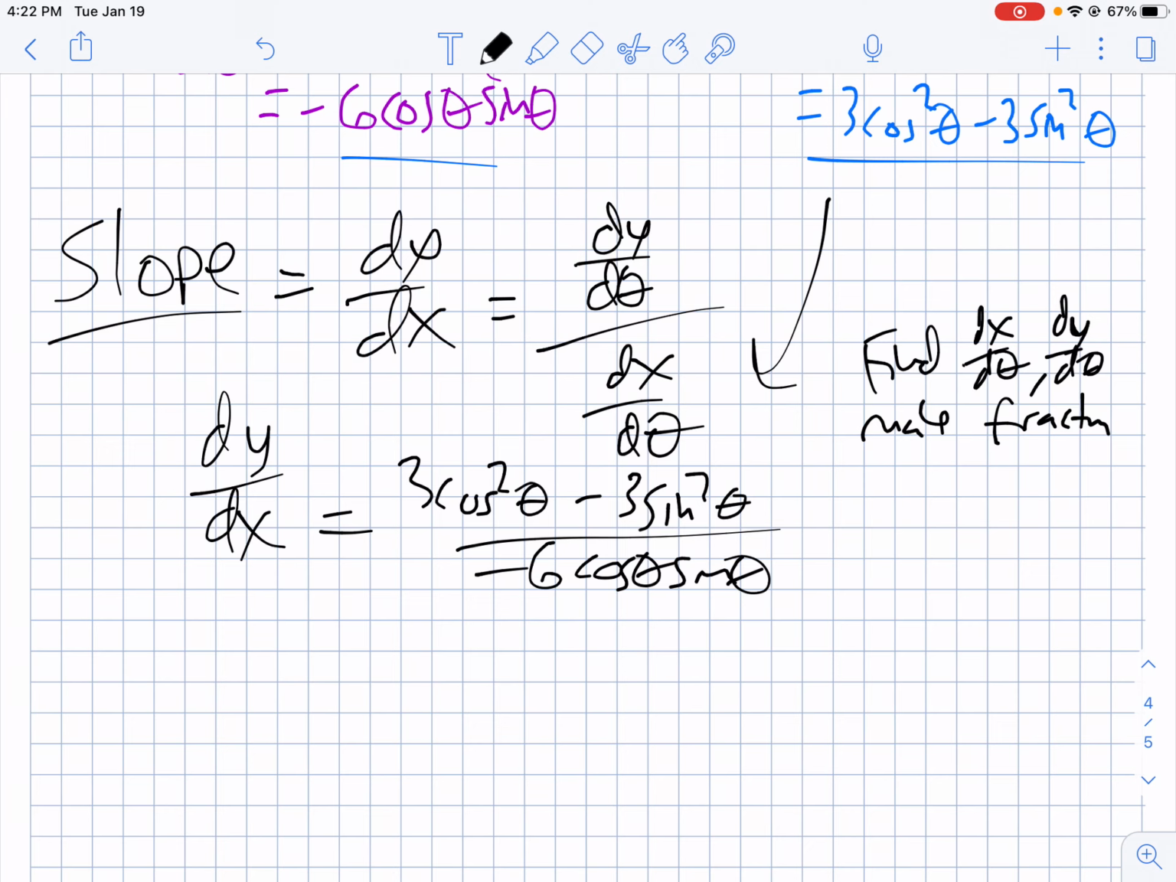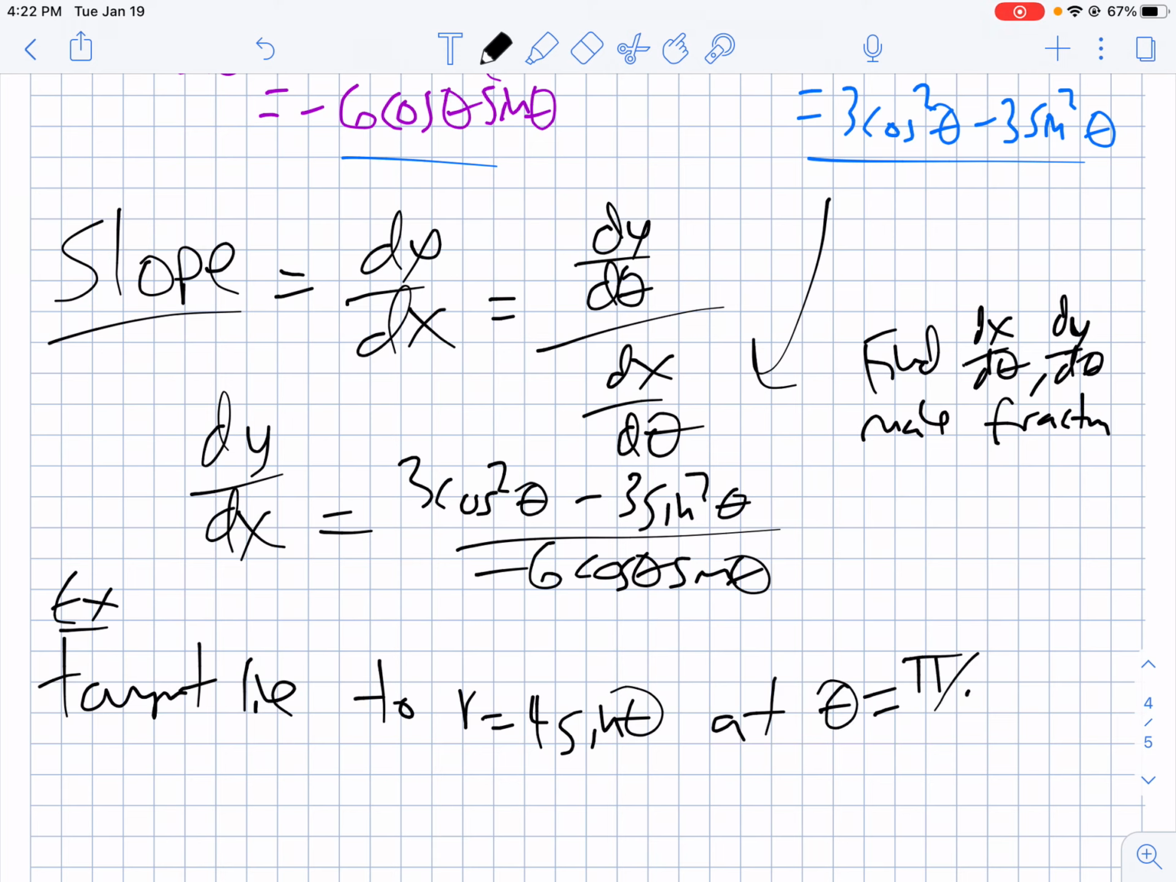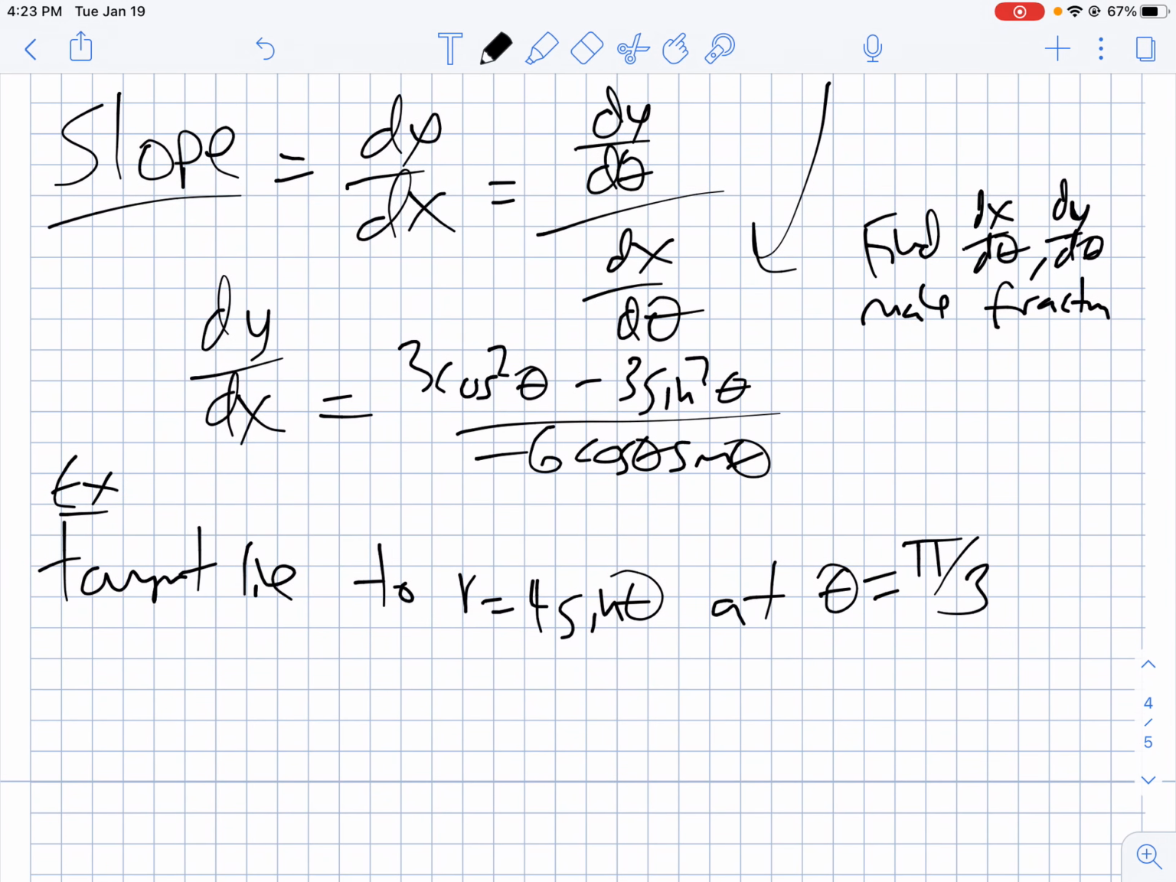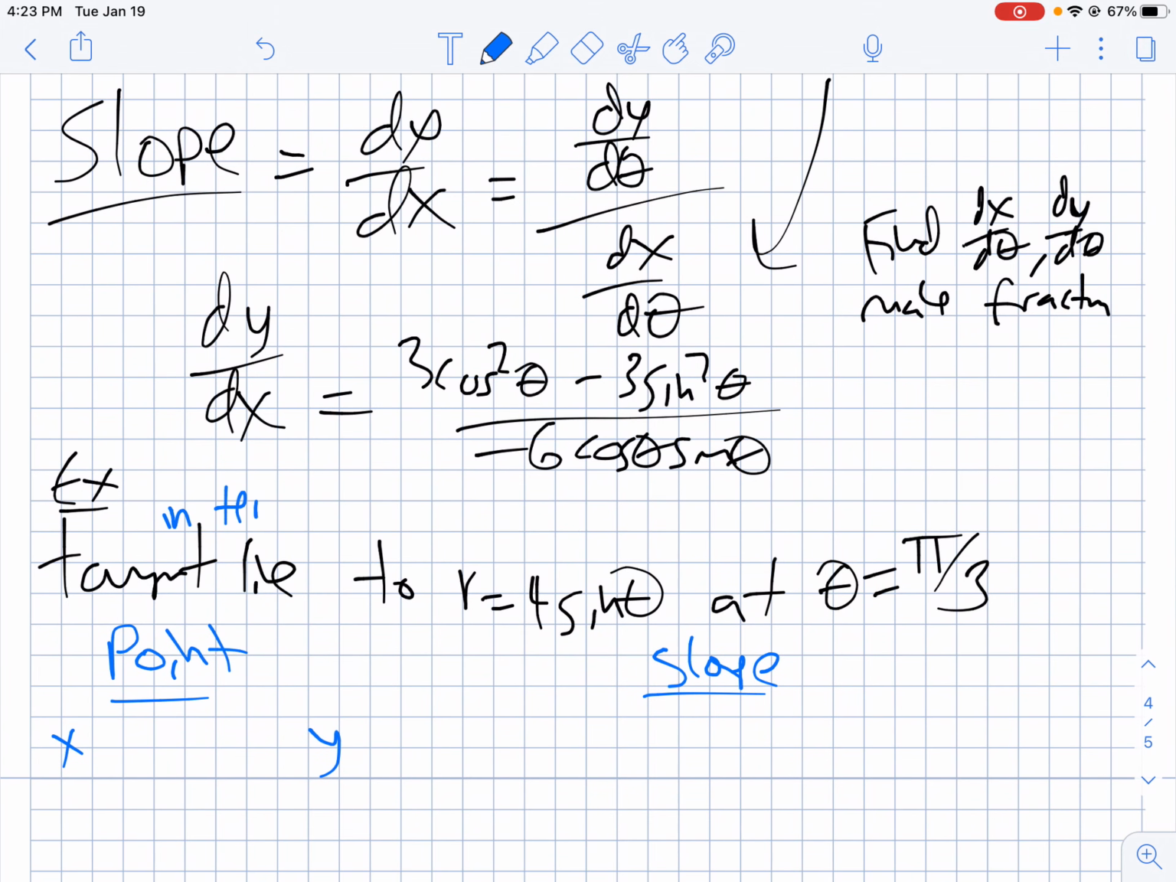So if we want to write, let's say, a tangent line to r equals 4 sine theta at theta equals pi over 3, this is an example, something you'll see on the AP test. Just like any time you have to write a tangent line to a curve, you need to come up with: what is the point? At that point, what is the x and what is the y? And then what is the slope at that point? Because our tangent line is going to be in terms of x and y. I guess I should have been clear about that, and the problem will be. But you're going to write the tangent line in terms of x and y.